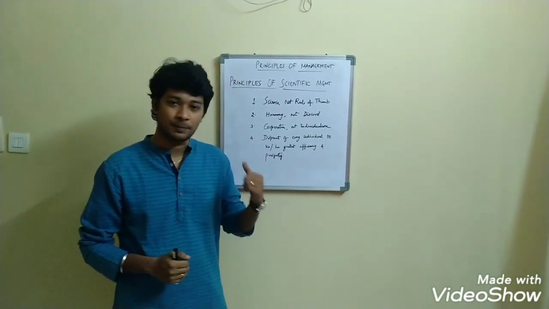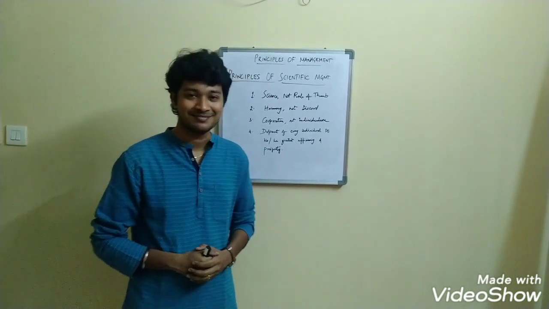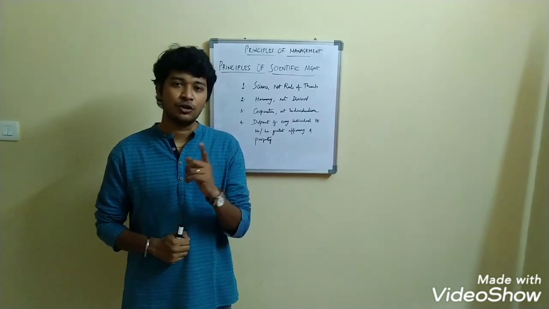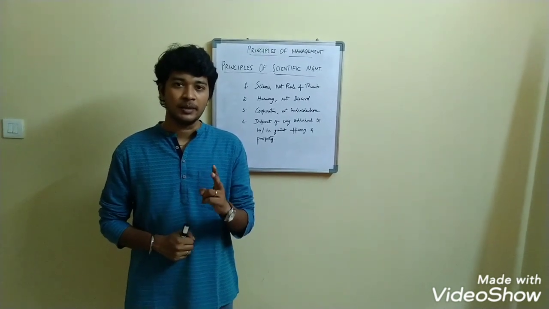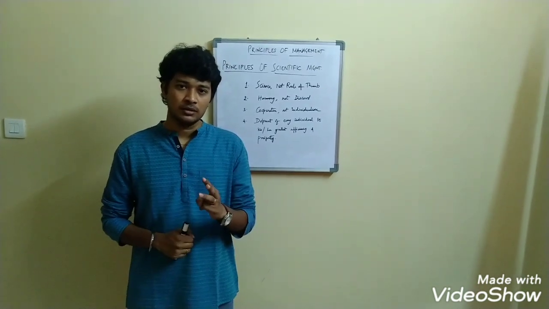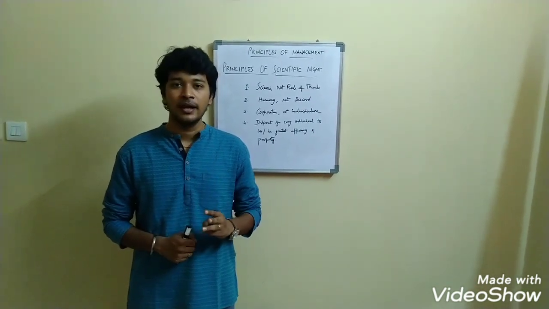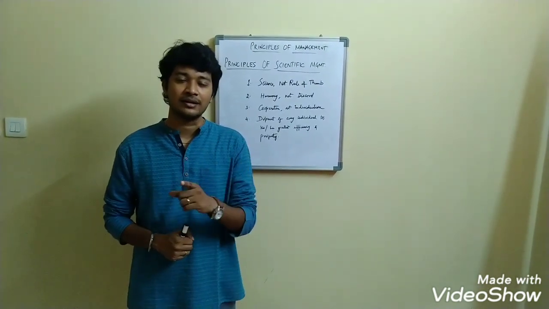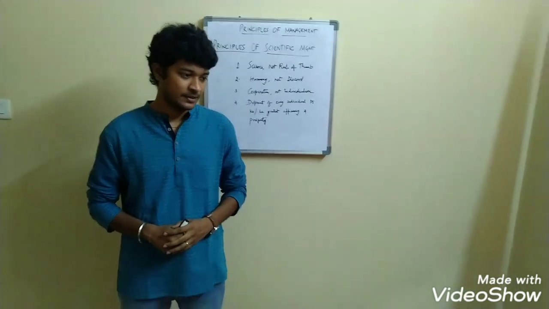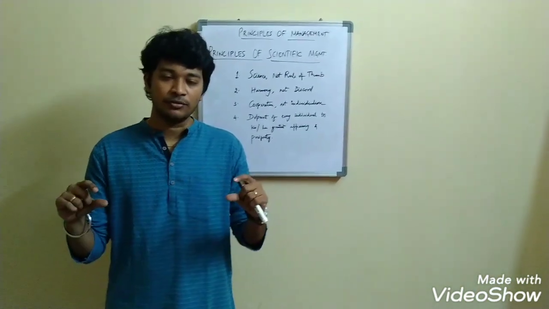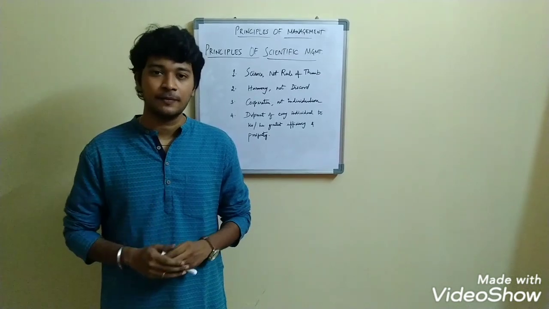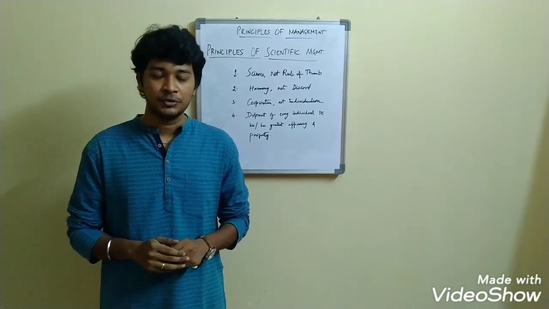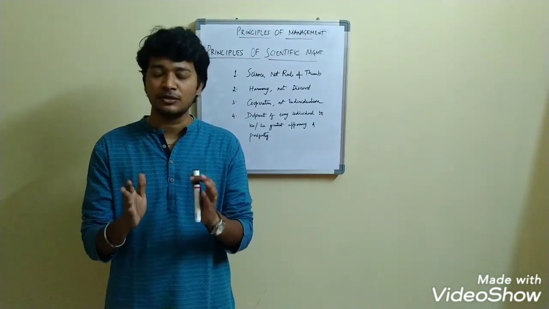So here we get into the principles of scientific management. Management involves 4 principles. The first one is science, not rule of thumb. Second one, harmony, not discord. Third one, cooperation, not individualism. And the fourth one is development of each and every individual to his or her greatest efficiency and prosperity. So the bottom line of any of Taylor's principles is there's only one scientific method to do anything. So he always believed there was only one standard method to do anything.